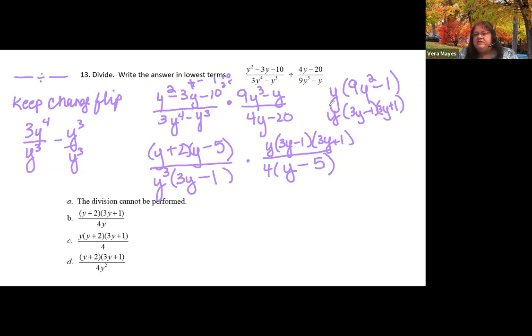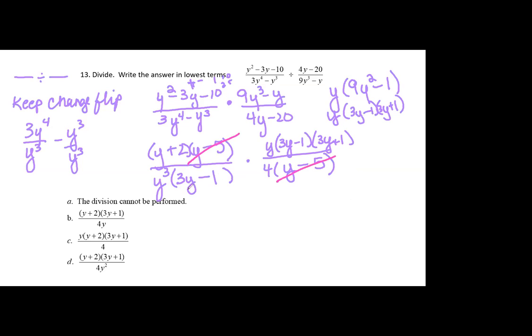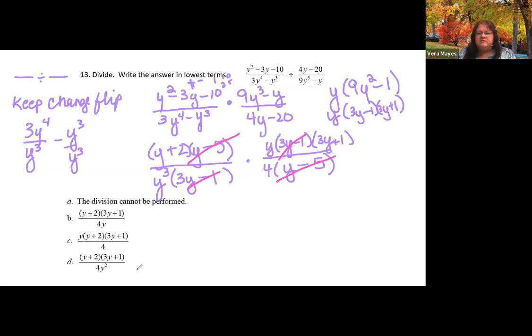So I usually go off to the side and do my scribbling. Here's where everything gets brought together. I always use pink for canceling. I like to cancel. Okay, and remember, as long as it's on the top of either one, it could cancel with anything that's on the bottom also. So first thing that jumped out at me was this y minus 5. You guys see anything else that cancels? 3y minus 1. Okay. Anything else?